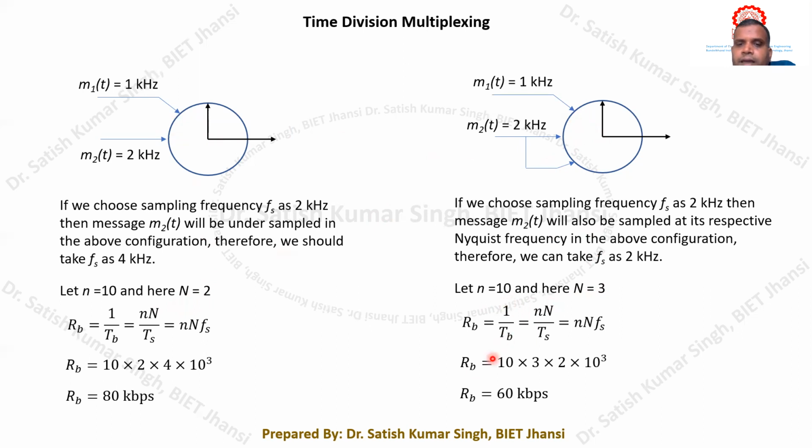So we can again calculate the bit rate, and here the sampling frequency we have to choose is 2 kilohertz. So it is 2 kilohertz, capital N is equal to 3, and small n is 10. So the bit rate that we are going to achieve is equal to 60 kbps. Now you try to compare these two configurations. You can find that in the first scheme the bit rate requirement is large, but in the case of the second scheme the bit rate requirement is actually 60 kbps.